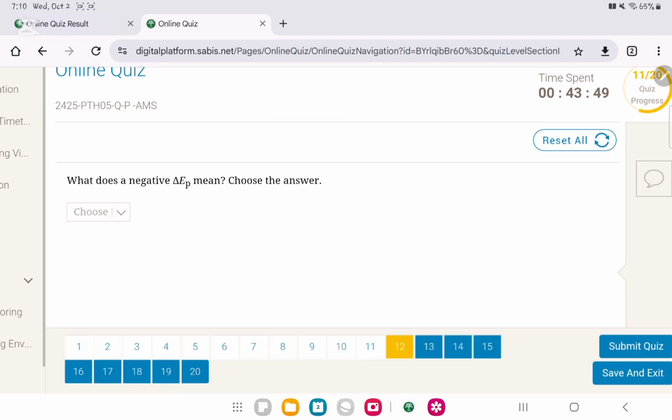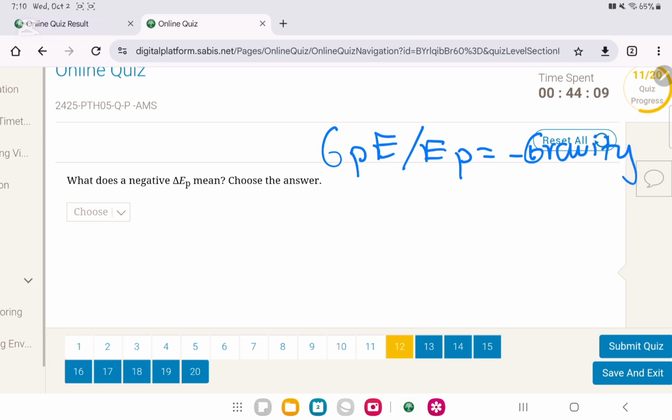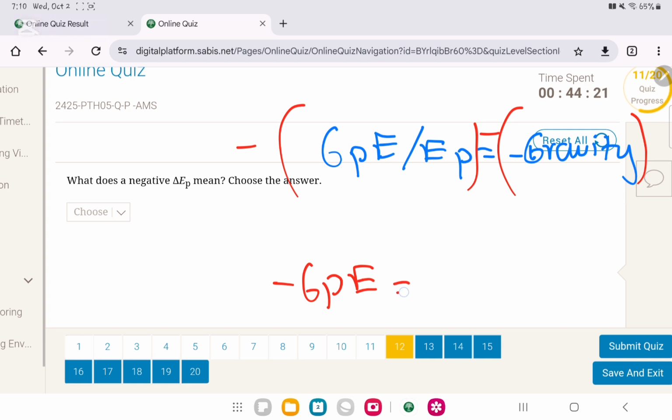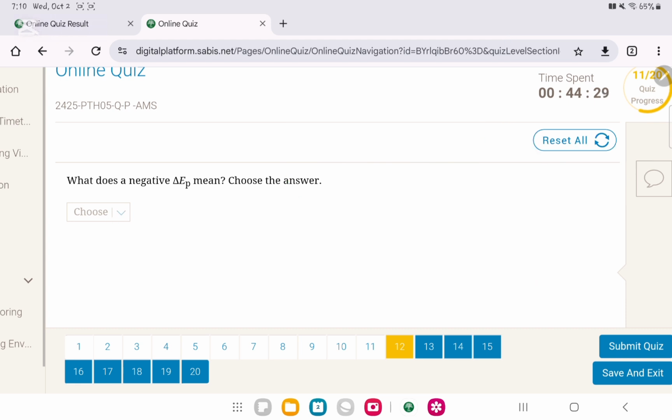Okay? Question number 12. What does a negative EP mean? Here is why I was using EP before, because it's equal to GPE. It's the same thing. We said GPE or EP is equal to negative work done by gravity. So if they're telling us we have a negative GPE, we're going to multiply this by negative, and we're going to multiply this by negative. So negative GPE is going to be equal to minus times minus, which is plus gravity. So we're going to have a positive gravity, okay?